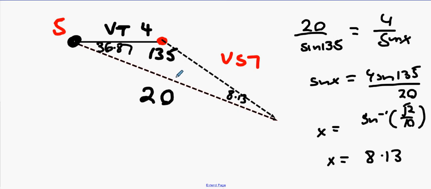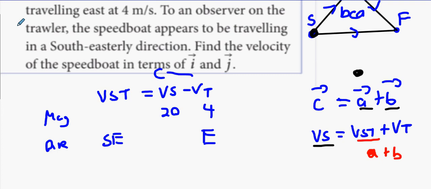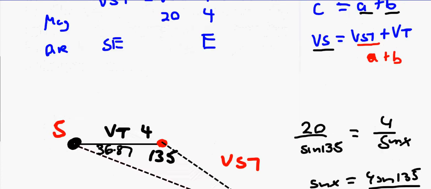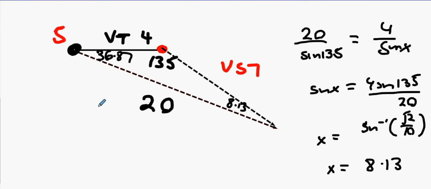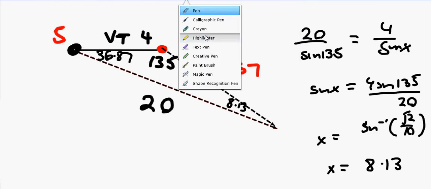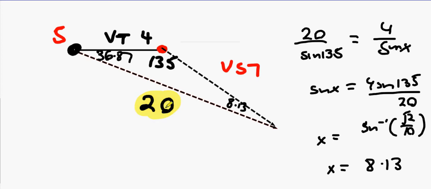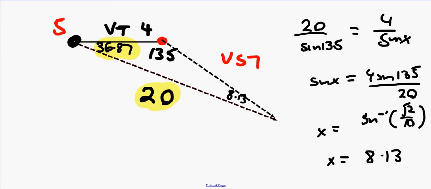Now, what we're going to do next, lads, is what's the question? Find the velocity of the speedboat in terms of i and j. The actual velocity of the speedboat. Well, I think I have enough information now, don't I? What do I have? I have the 20. And what else do I have? 36.87 relative to east, isn't it? So I might get a decimal answer, but I'm sure it'll probably round off pretty cleanly. So it's 36.87.